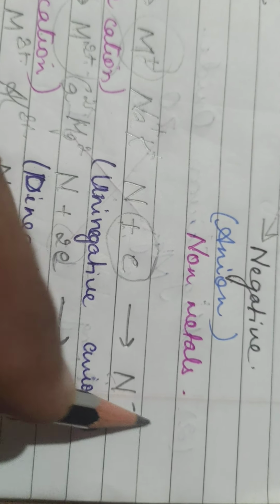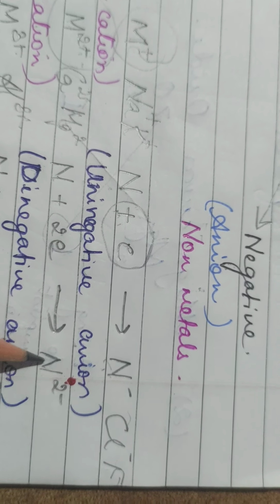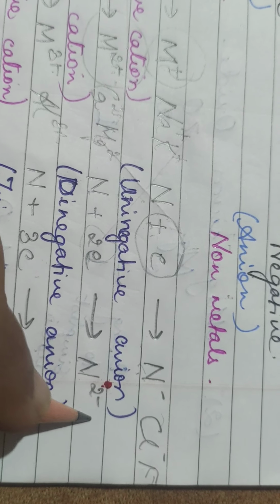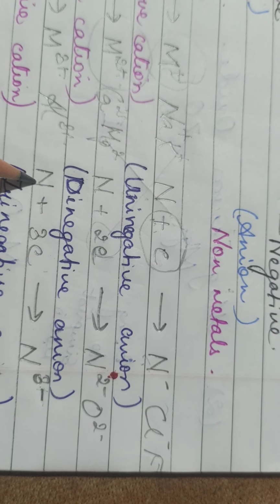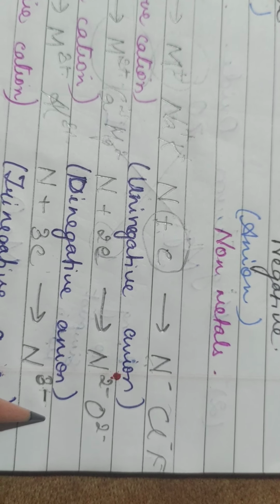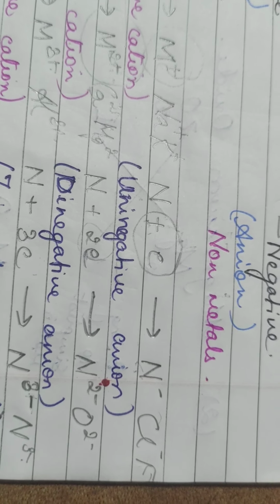Let us take for example chlorine, Cl minus, and fluorine, F minus. In case of divalent, we have oxygen, O2 minus. In case of tri-negative, we have nitrogen, N3 minus, which is also called nitride.